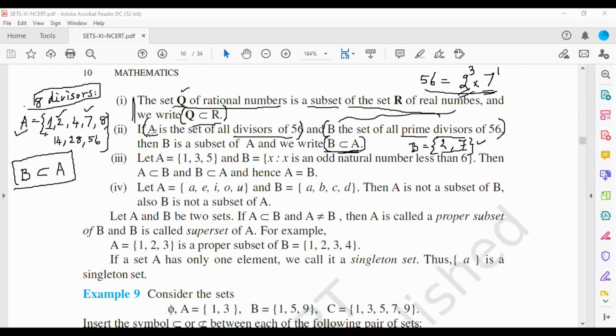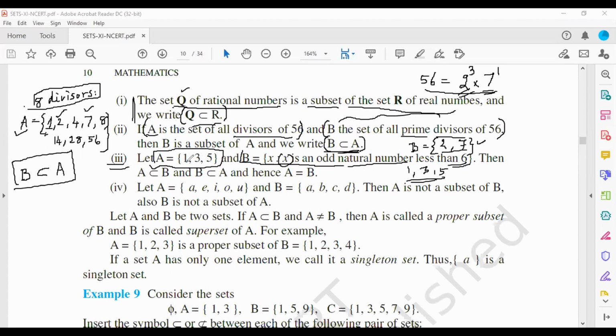I hope that is understandable for everybody. Then in the third point, they have given A as 1, 3, 5. It's a roster form. But B is given in set builder form: x is an odd natural number but less than 6. So you are going to write the odd numbers less than 6, so 1, 3, 5.